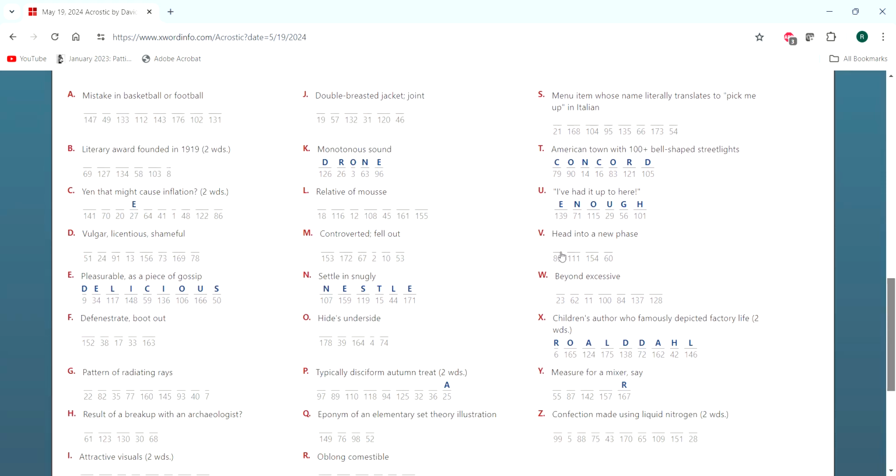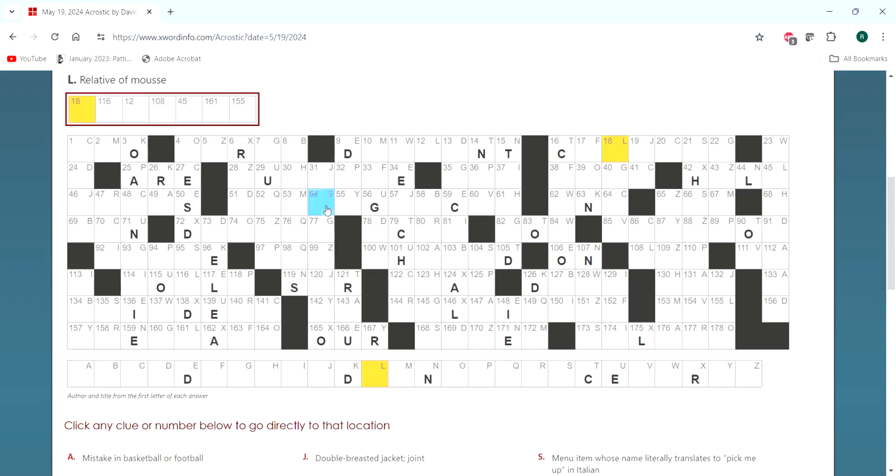Head into a new phase, V here. Molt? Like a butterfly? Relative of moose. I've watched enough of the British baking show that I feel like I should know this one. When they make mousses, they make things like... can't quite think of it yet.